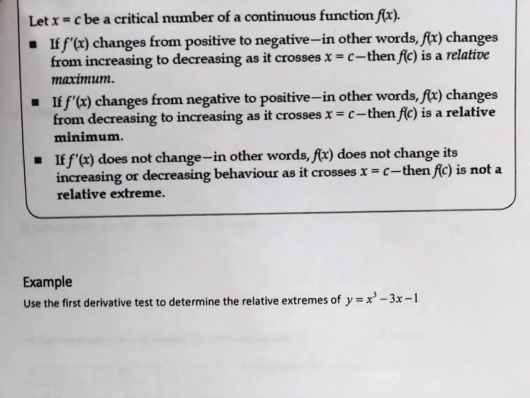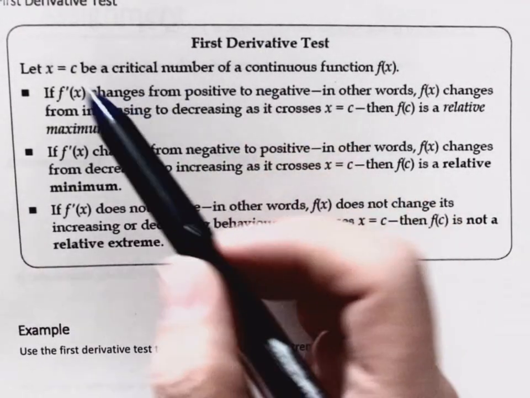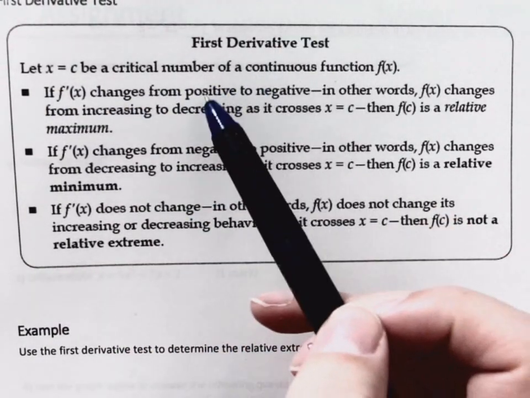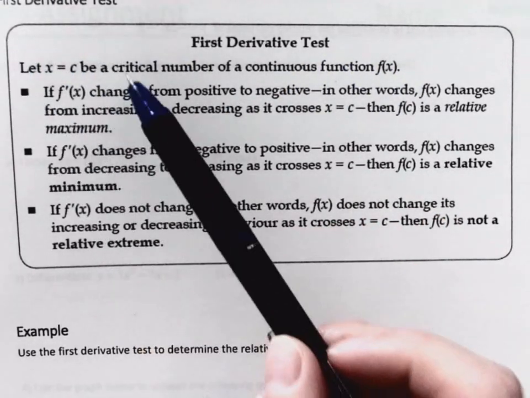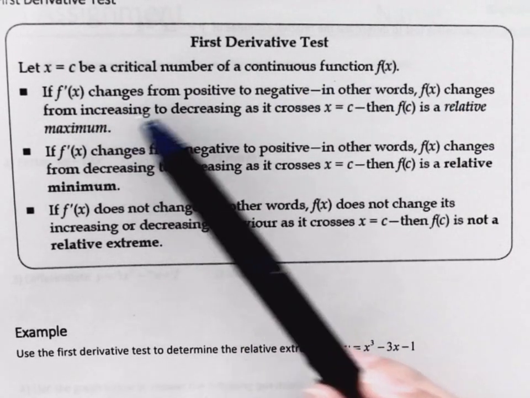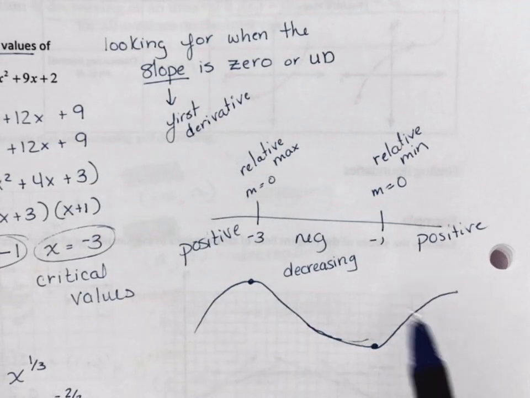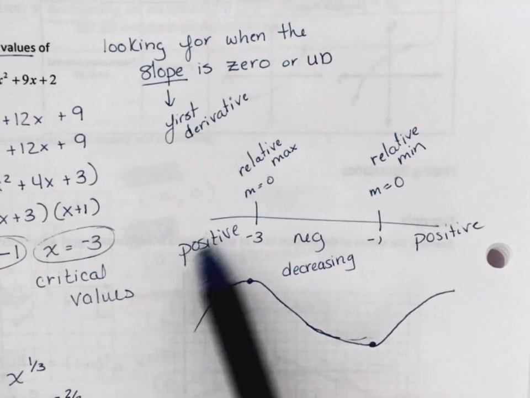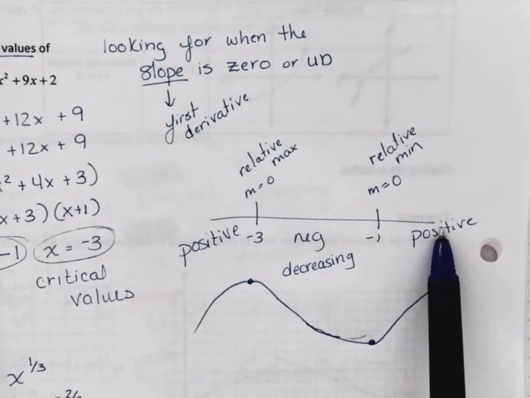All right, first derivative test. Let c be a critical number, I call them critical values, of a continuous function. We just figured out how to solve for those. If the derivative changes from positive to negative, in other words, from increasing to decreasing, then it's a relative maximum. It's exactly what we just described here. So positive to negative, we're going to have a maximum. Negative to positive, we're going to have a minimum.